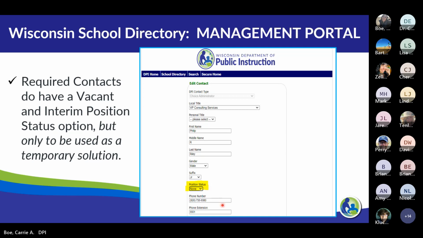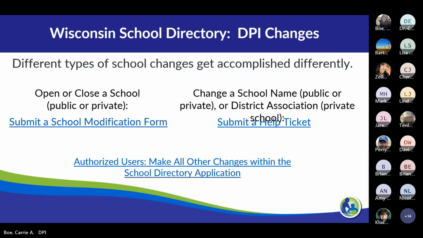So again, that's kind of a temporary solution. If you want to take a person who left, you want to take their name off, but you don't have somebody new, that's an option. But again, it's temporary. And we will follow up because we do need to have those two contacts. And those two contacts are important to keep accurate, again, because that's how we do all of our communications: we send it to the contacts that are listed in the school directory.